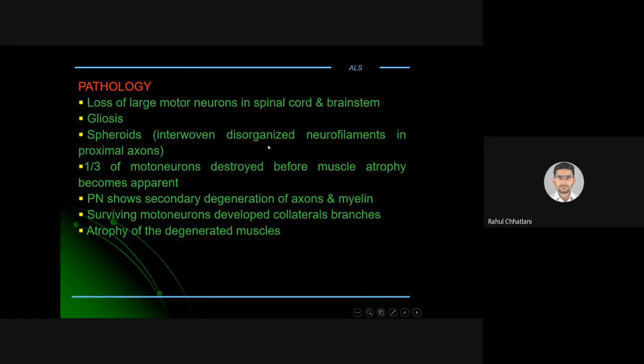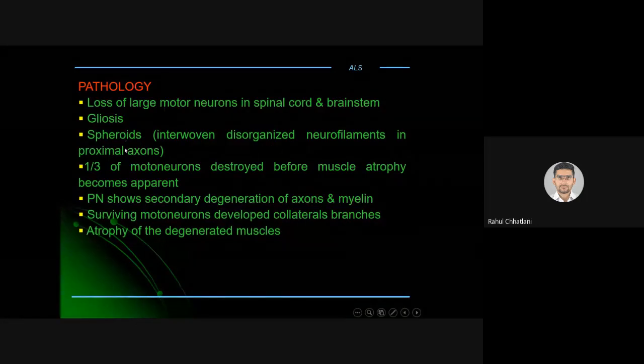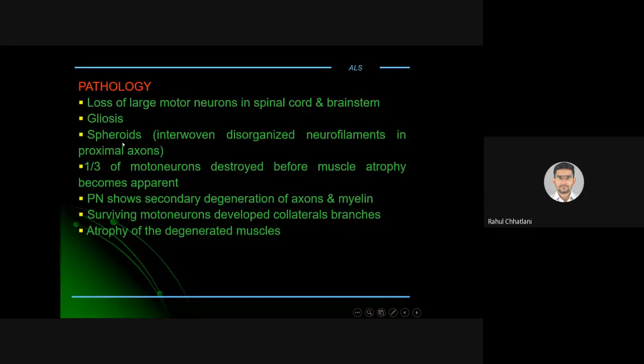Spheroids, that is interwoven disorganized neurofilaments in proximal axons. Yes. So spheroids is nothing but a structure. Normally, our neurons' axons are continuous and organized in a way that they are in a single sheet, you can say. But when gliosis happens because of the scar tissue, the structure of the axon is altered. So interwoven disorganized neurofilaments in proximal axons are seen.